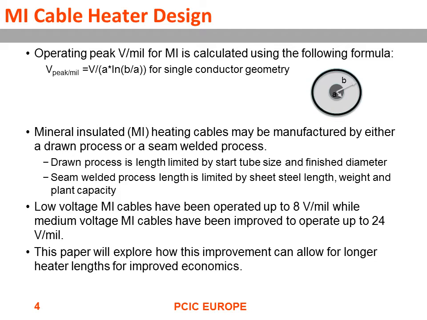So the electrical characteristics of the MI cable are shown here in the first slide. It's a logarithmic function for the voltage that can be applied, the peak voltage per mil. You have an inner conductor diameter of A, which isn't shown here. The B diameter is the inside of the outer sheath, and so this distance is the distance across the electrical insulator, MgO in this case.